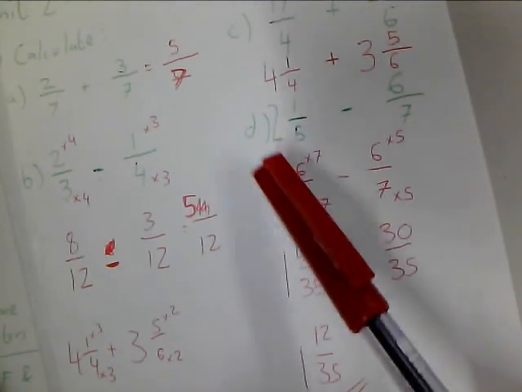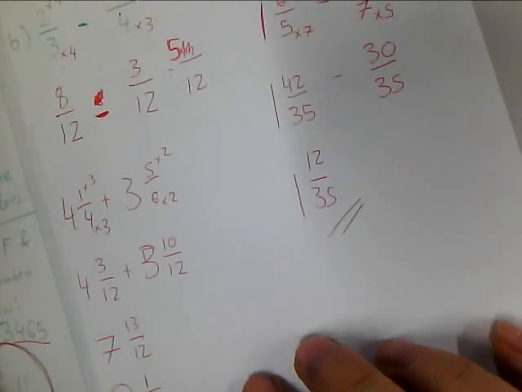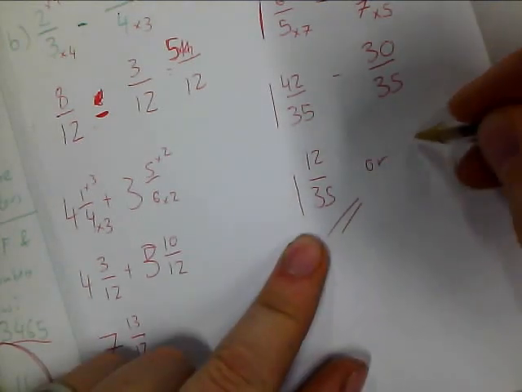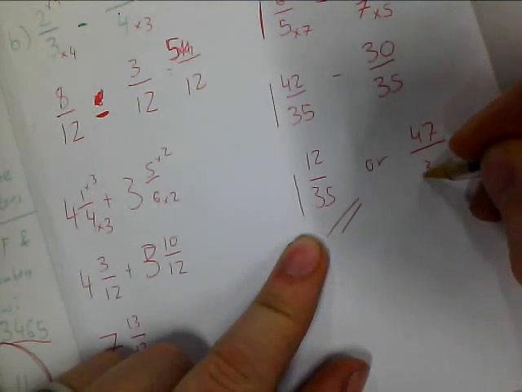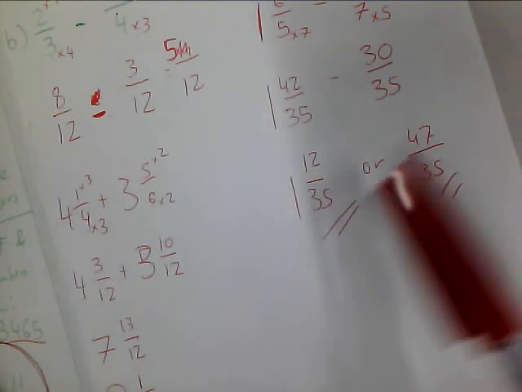Question D are the trickiest ones to deal with. If you used another method, that's fine. If you didn't get that as a final answer, then actually you may have also got 47 over 35. Both are correct. Okay, just in different formats.